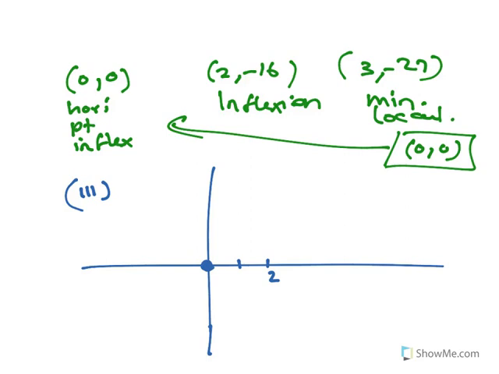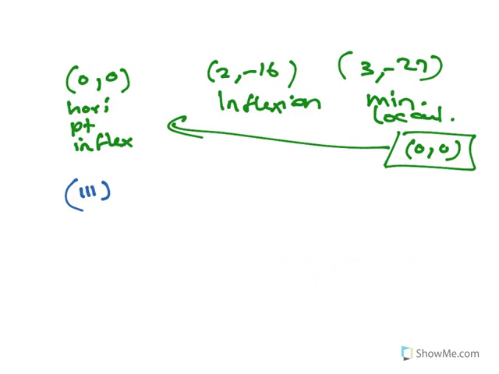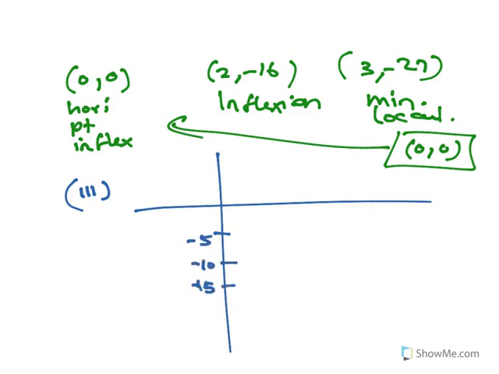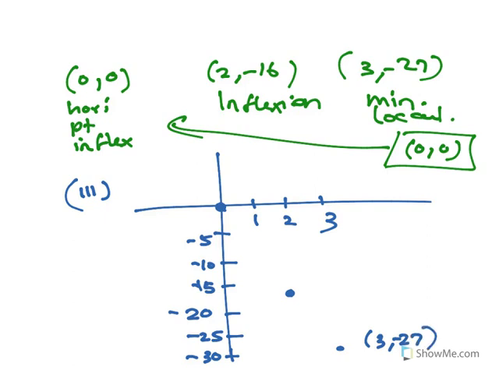Now I'm not going to worry about the scale on this. I'm just going to give myself a little bit more room because it seems to be very loaded down in the negatives. Minus 5, minus 10, minus 15, minus 20, minus 25, minus 30. So we go (0, 0), 1, 2, go down to minus 16, 3, go down to minus 27. So (3, -27), (2, -16), and so you draw that first.